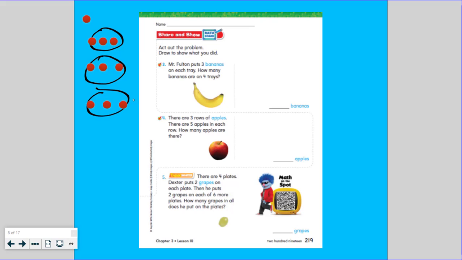And I think I just made a mistake. I just looked. I double checked. It says put 3 bananas on each tray. How many bananas are in 4 trays? Oh my gosh. All right, there's a 4th tray.